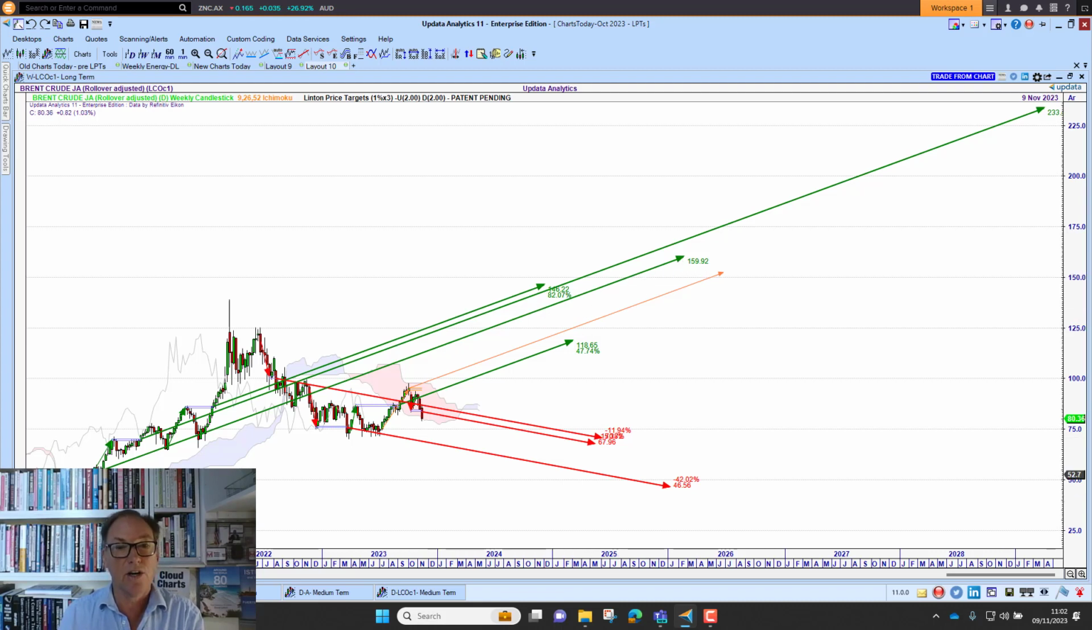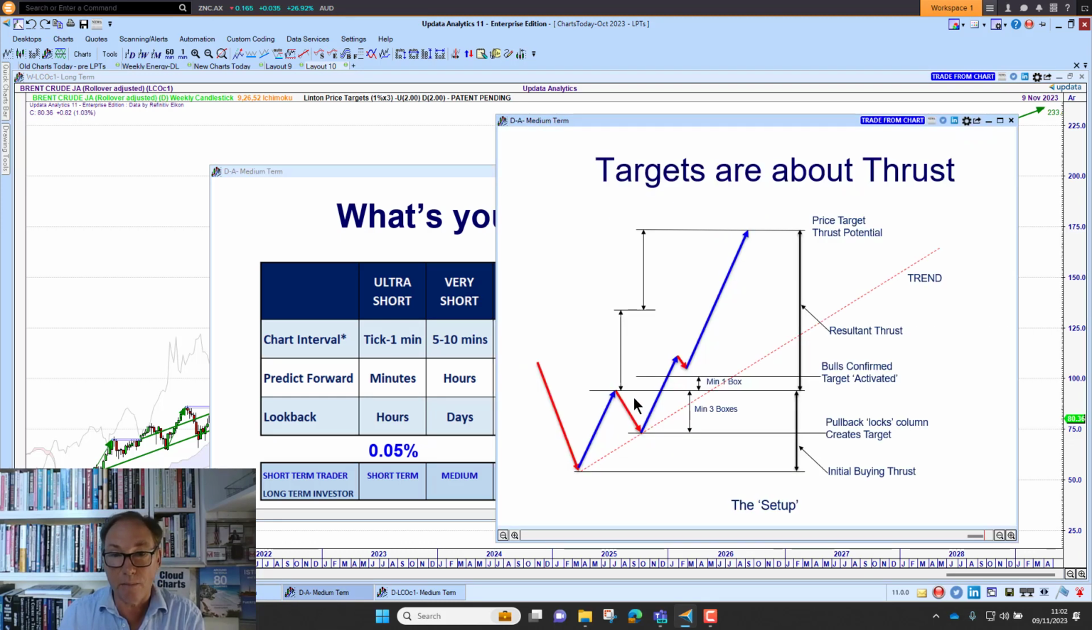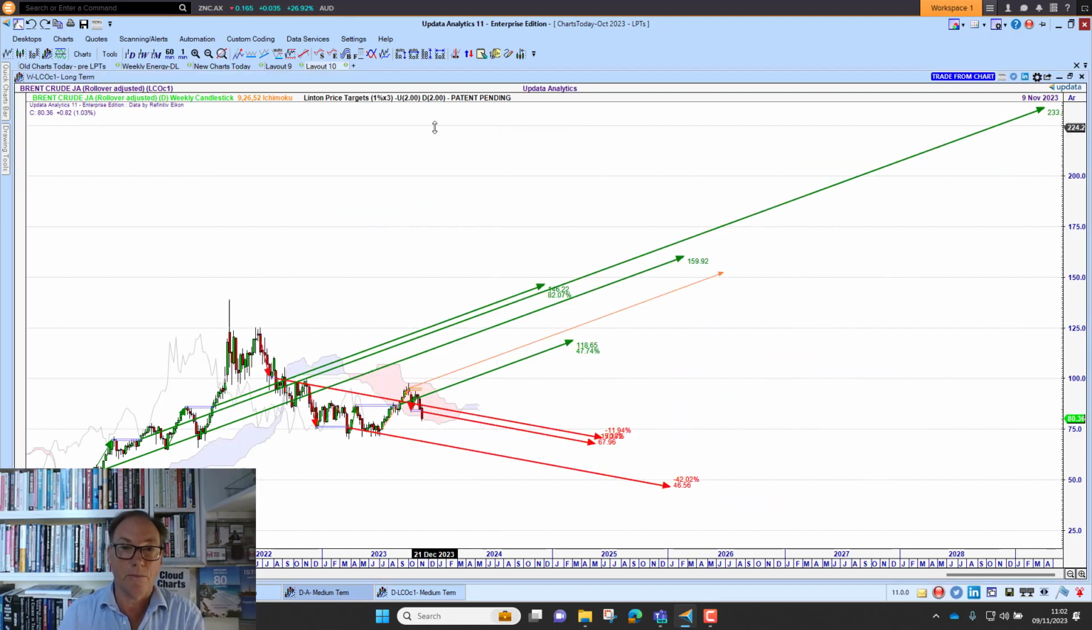based on this trajectory. Interestingly, we're waiting for another target to activate. This is the orange target. So thinking back to this diagram, that's where it hasn't activated yet. So we haven't moved above the thrust level. And so here we're waiting for that target to activate. That points to 150 as well. 150 is looking like quite a good long-term upside target, probably 18 months to 2 years out.